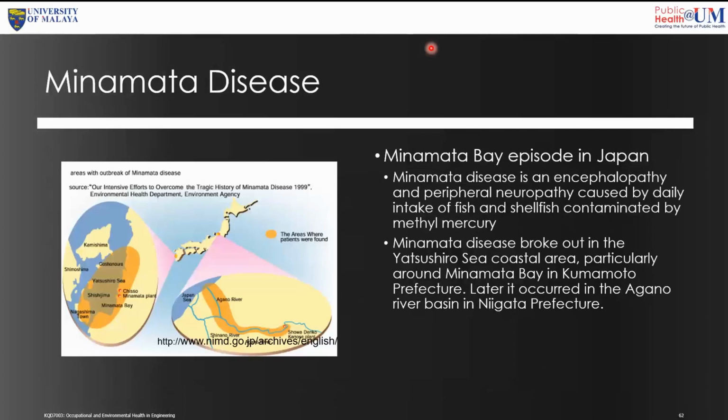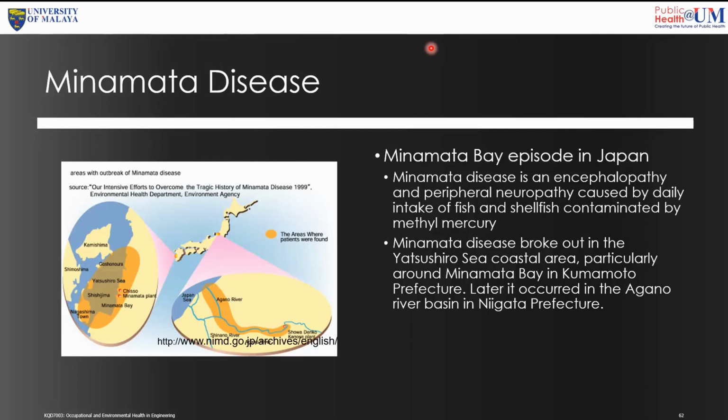So Minamata disease, all right. Minamata Bay is in Japan. Minamata disease is an encephalopathy, basically inflammation of the brain, and also peripheral neuropathy, where your peripheral nervous system gets affected. It is caused by daily intake of fish and shellfish containing methyl mercury, which is an organic form of mercury. Minamata disease broke out in the Yatsushiro Sea coastal area, particularly around Minamata Bay in Kumamoto Prefecture. Later, it occurred in the Agano River Basin in Niigata Prefecture.